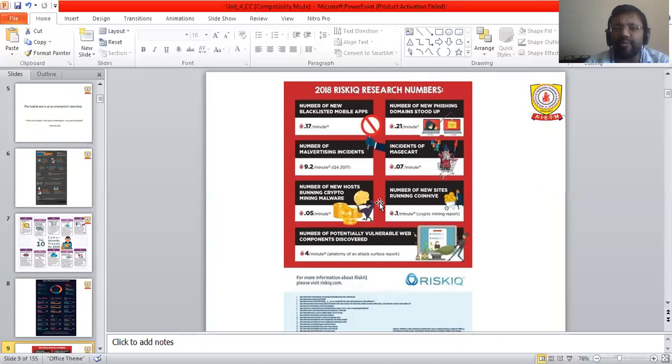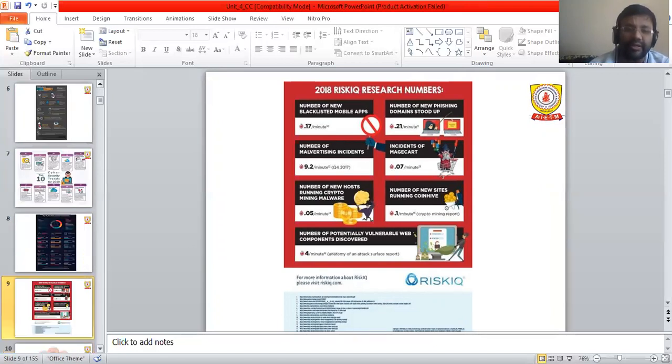2018 RiskIQ research numbers: the number of new blacklisted mobile apps is around 0.17 per minute. The number of new phishing domains stood up is around 0.21 per minute. The number of malware busting incidents is 9.2 per minute. Incidents of the Netpart are 0.07 per minute. So these are the different RiskIQ research numbers for the year 2018.